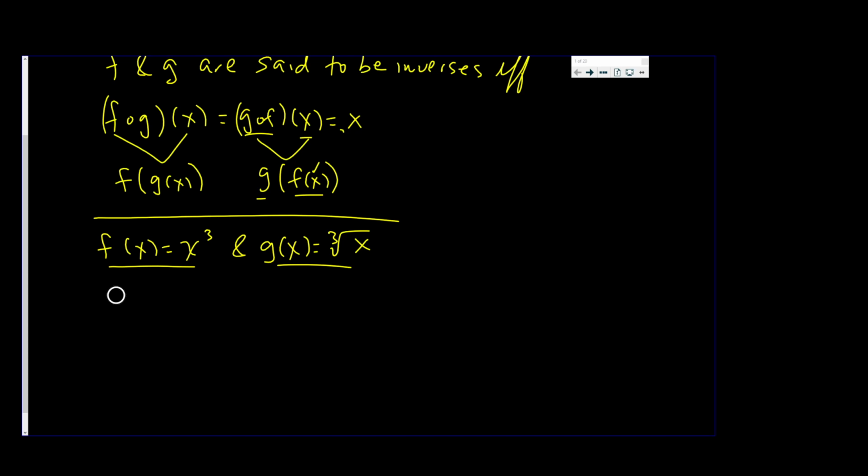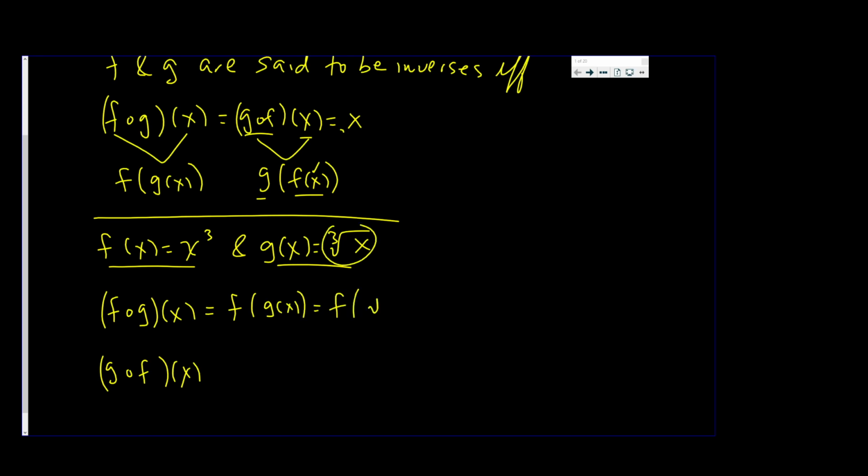So you need to verify two things. You need to verify that f of g of x equals x and that g of f of x equals x. Once you do that, you're okay. Well, this means f of g of x. The g of x is the cube root of x. And what's the job that f does to whatever you put in there? You cube it. I couldn't care less what it is. I'm going to cube it. Well, that gives us back x.